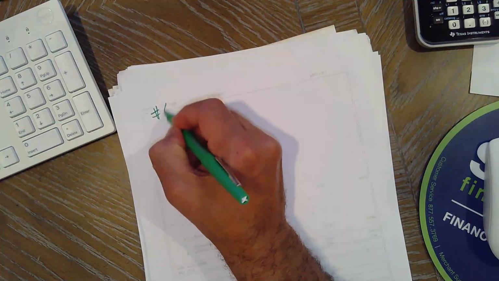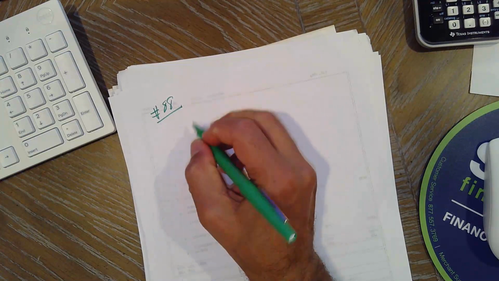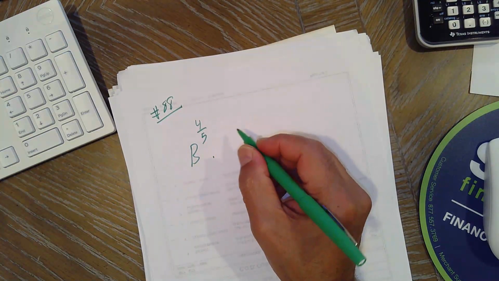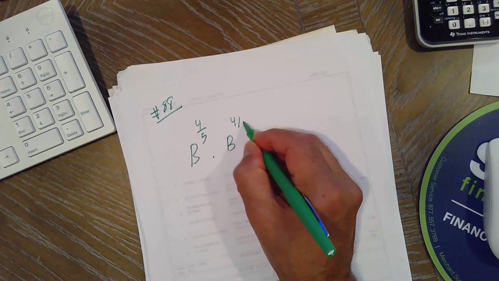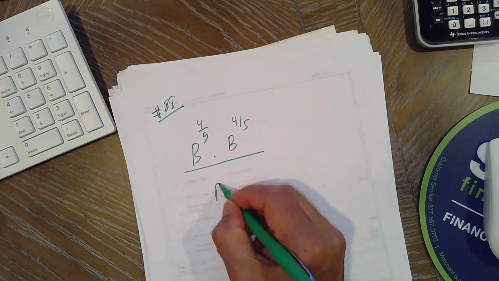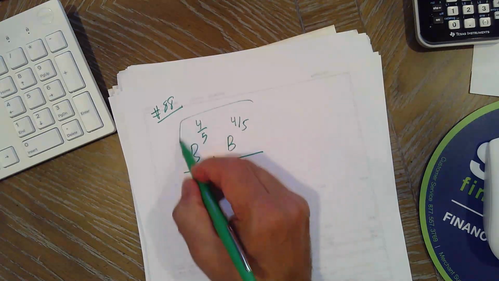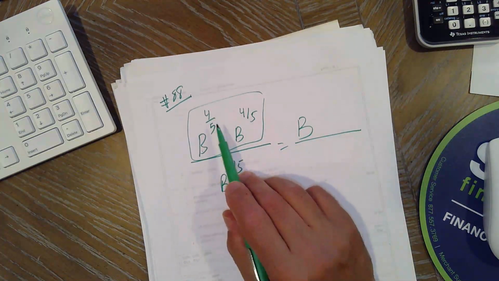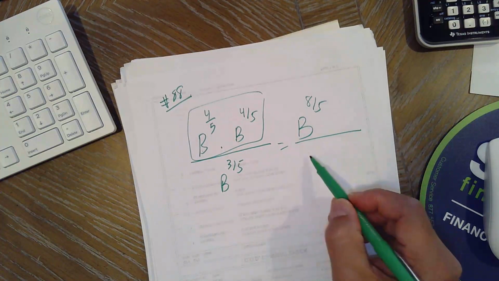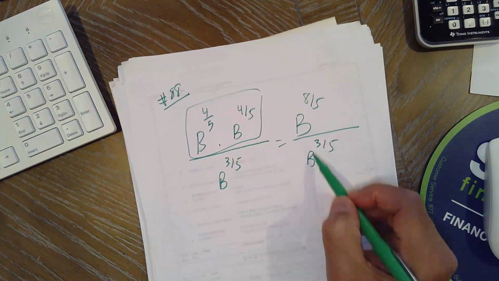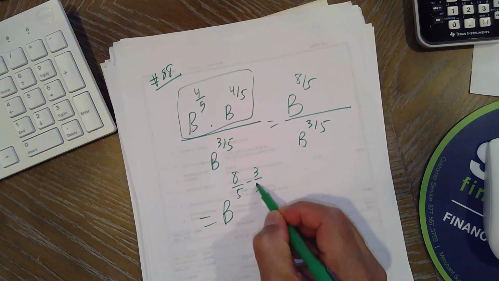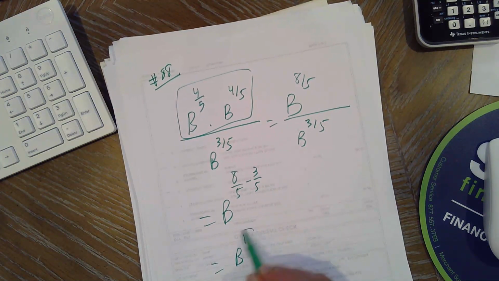88. b to the 4/5 times b to the 4/5, divided by b to the 3/5. First, we have to take care of this. It's times, they're the same base, so we add the exponents. 4/5 plus 4/5 is 8/5. Then we subtract, the quotient rule. 8/5 minus 3/5 is 5/5, which is just b.